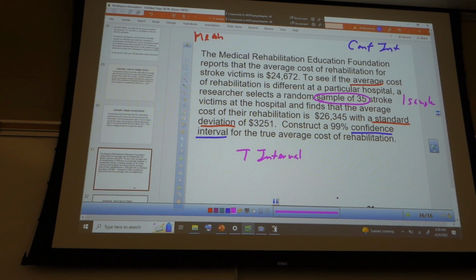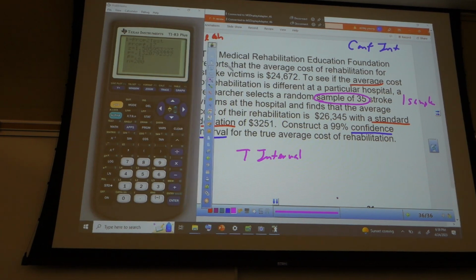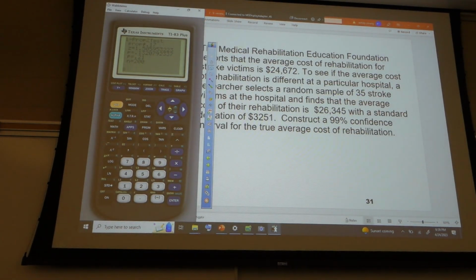Okay, so let's see what we got here. So I'm going to go to stat test T interval. Again, we never use the Z interval ever. And we want, let's see, we have statistics, so my X bar is 26345. My S is 3251. My N is 35. My confidence level, we want a 99%.